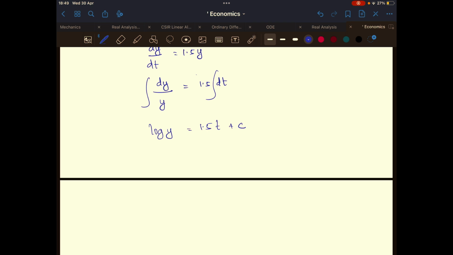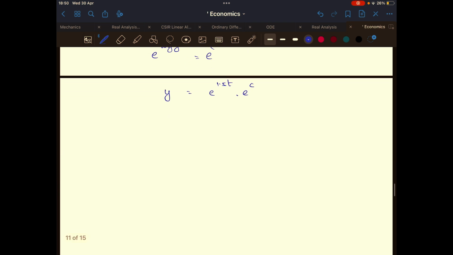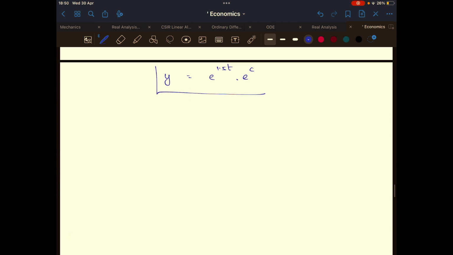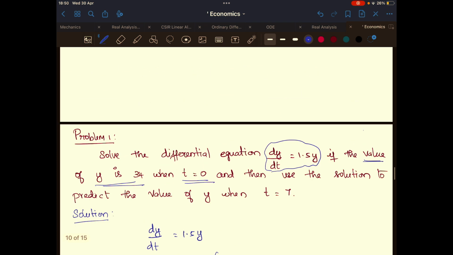I need y, I don't need log y. So I'm going to raise e to the power. So e power log y equals e power 1.5 t plus c. Now e power log y is y, so y is equal to e power 1.5 t into e power c. This is my general solution. If they haven't given you anything more, and have asked only to solve, then you have to stop with this.